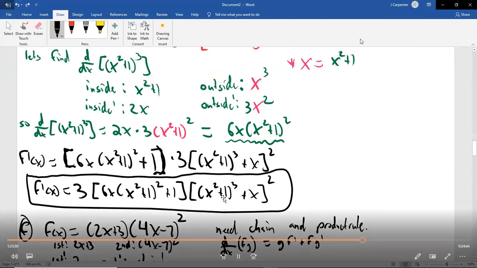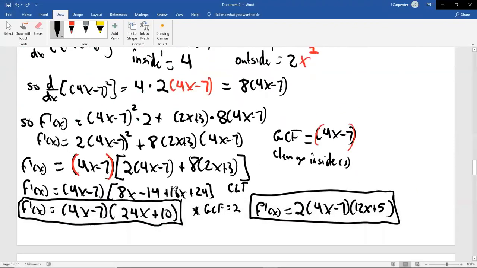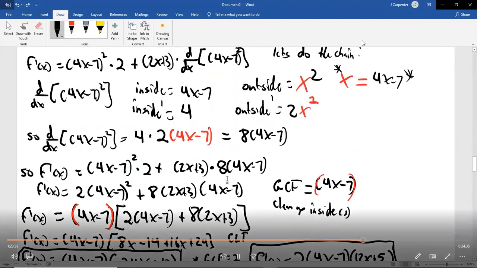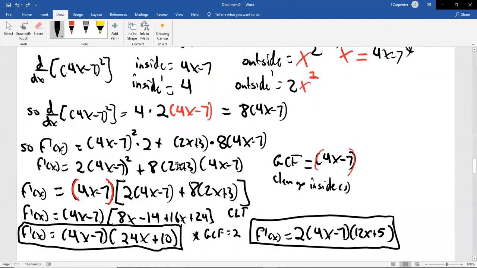Sometimes you get ugly answers because there's no GCFs, there's no fancy algebra you can do. Sometimes you get to a point you think you have an answer, but because there's stuff in common or like terms, then you can take it one step further, and you should in those instances.